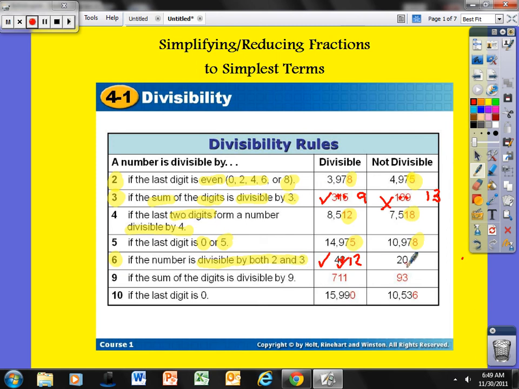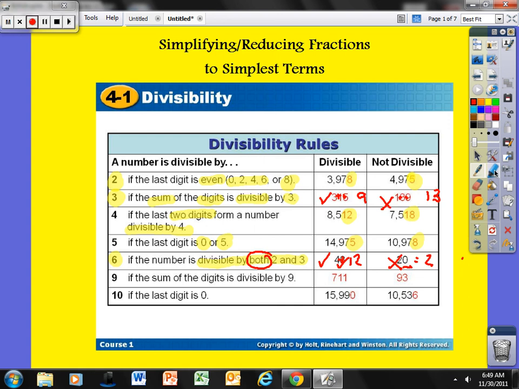I look at this one, 20. Oh, wait a minute here. It ends in 0, which is even. Okay, that works for that part. 2 plus 0 equals 2. That 2 is not a multiple of 3, or 3 is not a factor of 2, so it does not work for 20. Remember, it must work for both 2 and 3, not just one or the other.